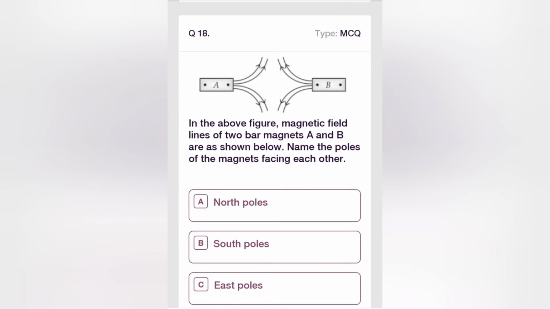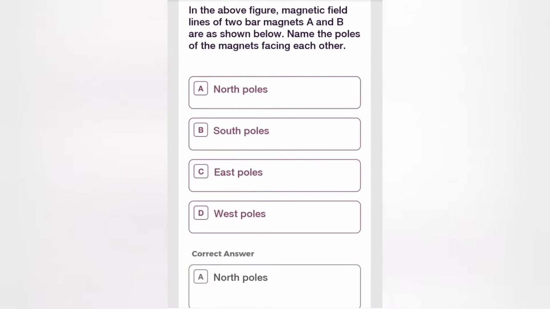18th question. In the above figure, the magnetic field lines of the bar magnets A and B are shown. Name the poles of the magnets facing each other. We always know that the magnetic field lines start from north and terminate at south. So this is the north pole, and here also the lines are starting from B. That means this also must be north. So both must be north poles. Option A is the correct answer.